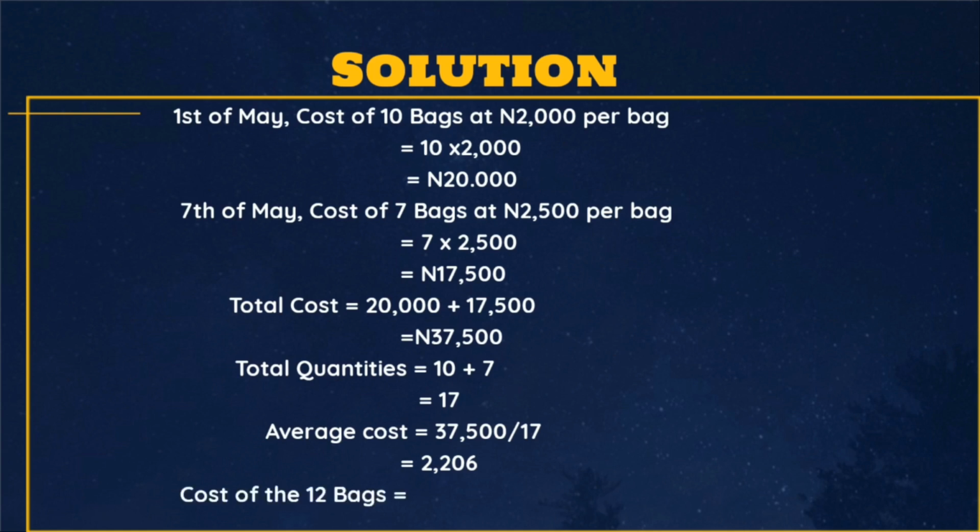So now the cost of 12 bags will be 12 times 2,206. If we multiply 12 by 2,206, it is going to give us 26,647. That is going to be the total cost of the 12 bags that are to be supplied out using the weighted average method. That is the short illustration about the 3 methods we are talking about. That is the first in, first out, the last in, first out, and the weighted average.